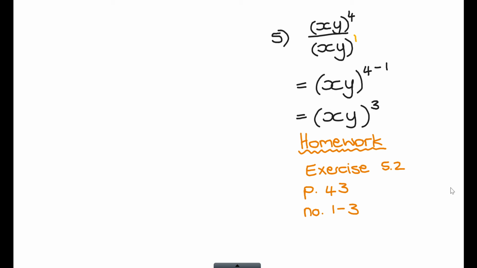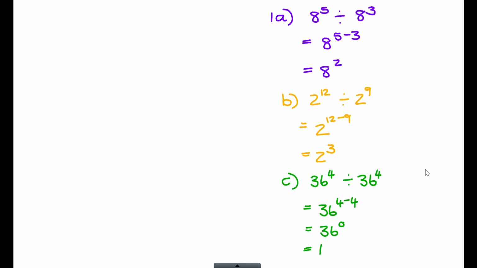Right. Exercise 5.2. There we go. Quickly mark number 1, A, B, and C.